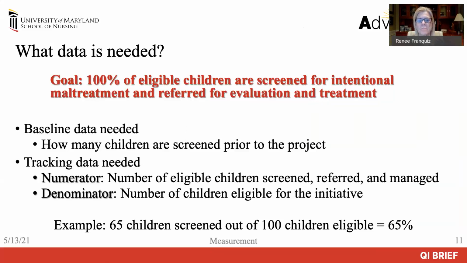Your data trends can be presented as an absolute value, such as 65 children were screened and referred for treatment during the first week of the project. Or data can be presented as a relative value. A relative value expresses the data as a ratio, such as 65 out of 100 eligible children were screened and referred for treatment. 65 represents the number of eligible children who were actually screened, and 100 represents the total number of children who were eligible for screening.